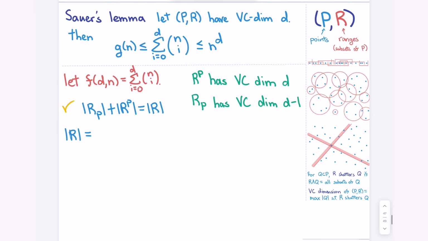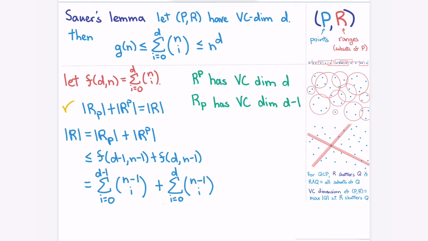Now we've divided R into 2 sets. They're both over n minus 1 points, but one has VC dimension D and one has VC dimension D minus 1. That's not too surprising. Then by induction, here's VC dimension D minus 1 on n minus 1 points, and this is the original D on n minus 1 points, because we couldn't say anything about the VC dimension of that first set.